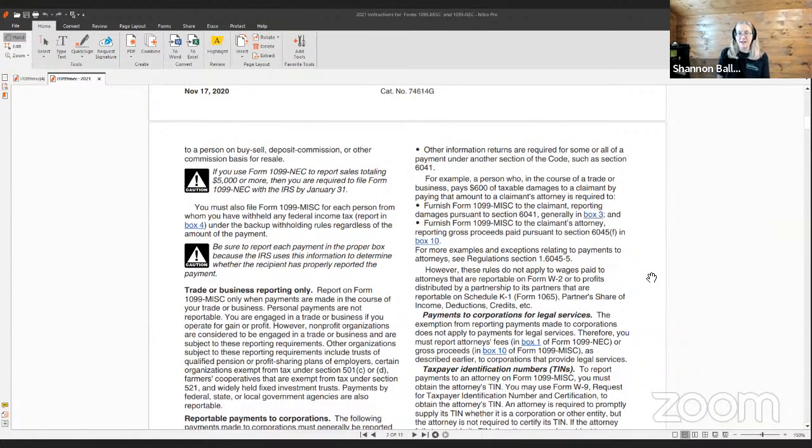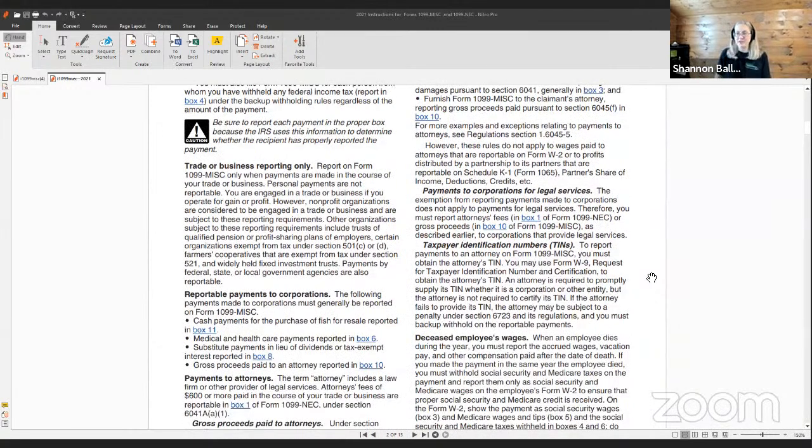6045(f) in box 10. For more examples and exceptions relating to the payments of attorneys, see Regulation Section 1.6045-5. However, these rules do not apply to wages paid to attorneys that are reportable on Form W-2 or to profits distributed by a partnership to its partners that are reportable on a Schedule K-1 Form 1065. Partner's share of income, deductions, credits, etc.